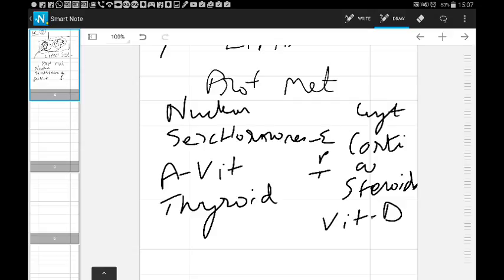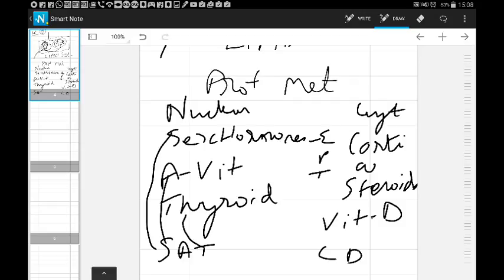You can remember this with a mnemonic. We'll go and watch a movie on a CD on a Saturday night. So SATCD. S stands for sex hormones, A stands for vitamin A, T stands for thyroid hormone, C stands for corticosteroids, and D stands for vitamin D.